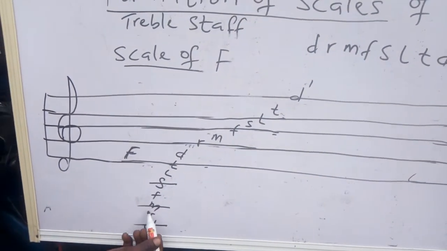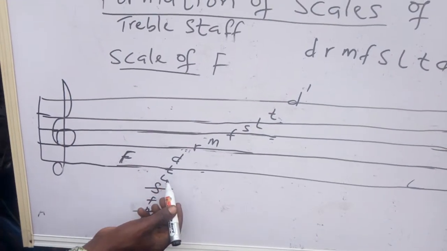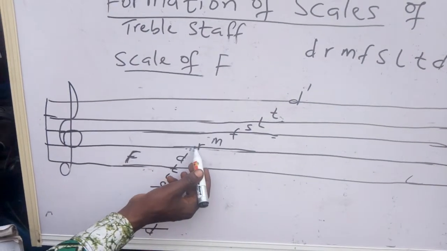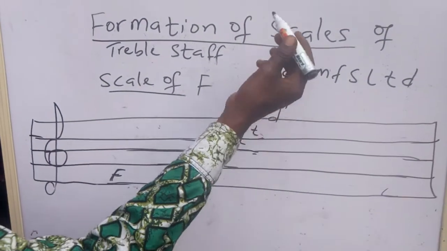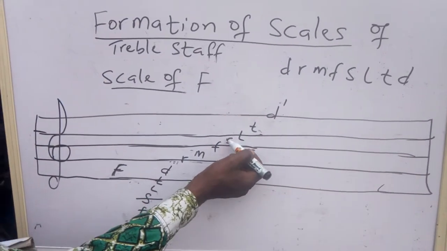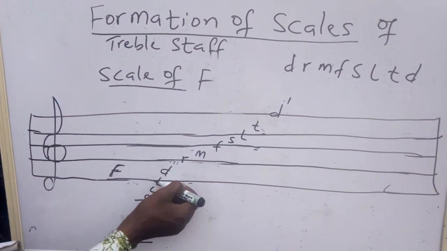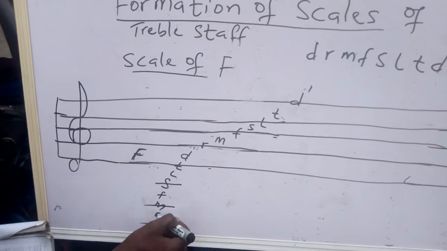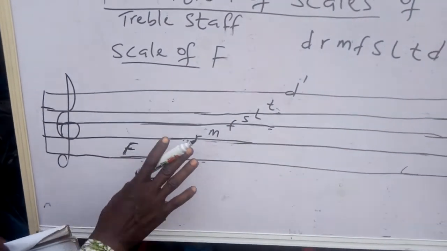So we have do, re, mi, fa, sol, la, ti, do. Then downward: do, ti, la, sol, fa, mi, re, do. So this is how you construct your scale.